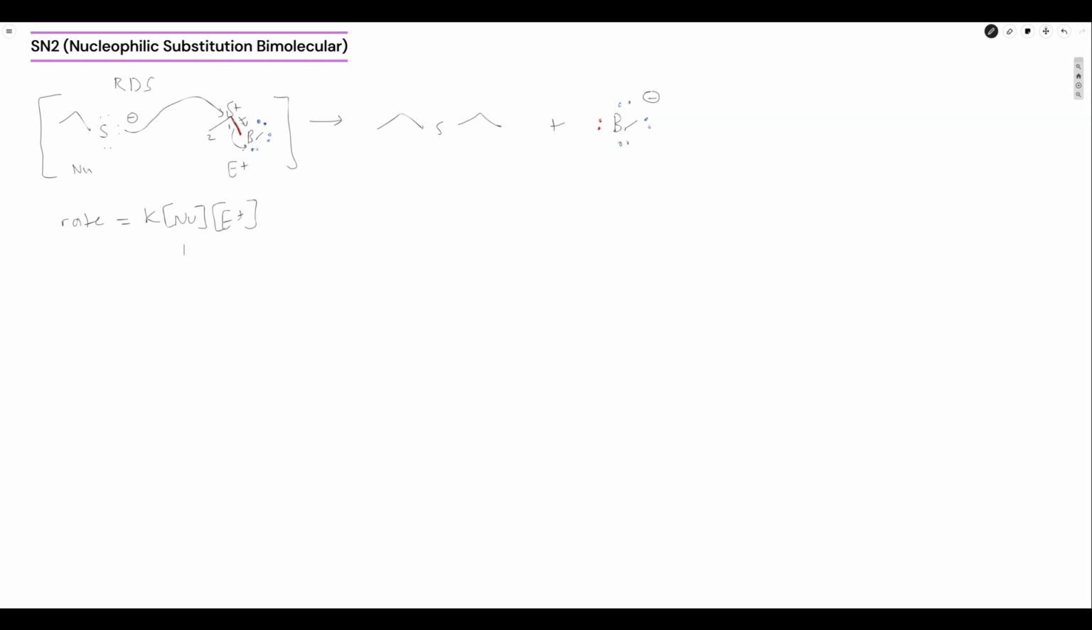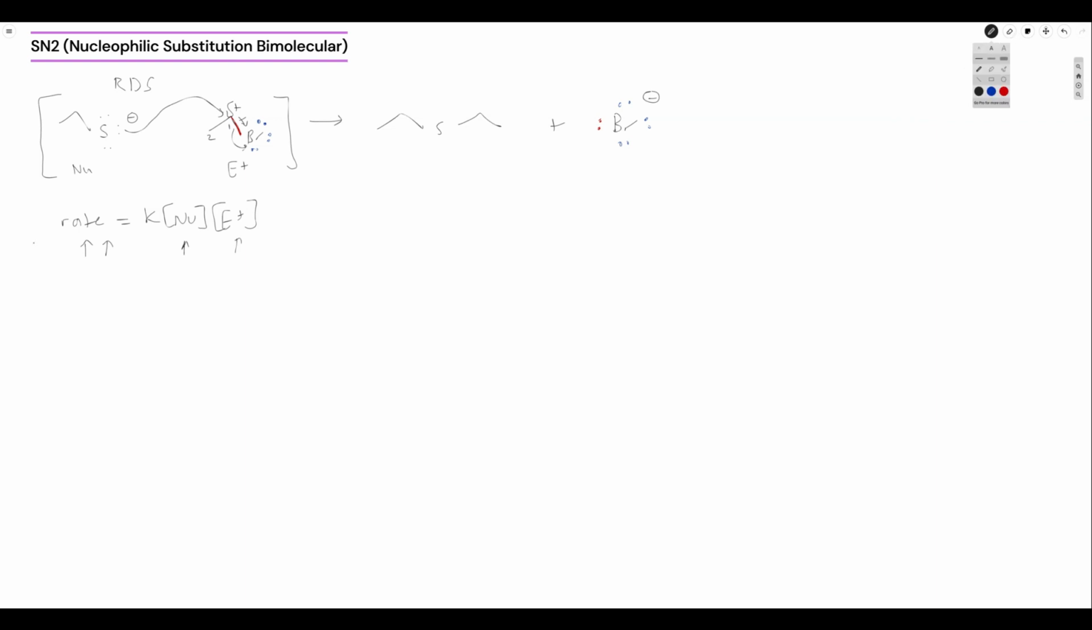And therefore, if you increase the concentration of the nucleophile, the rate will go up. If you increase the concentration of the electrophile, the rate will go up. And if you increase both, obviously, the rate will go up. So the rate of this reaction is very much dependent on both molecules in the mechanism, and that's why it's called SN2. Nucleophilic substitution bimolecular. It means that the rate determining step is bimolecular.